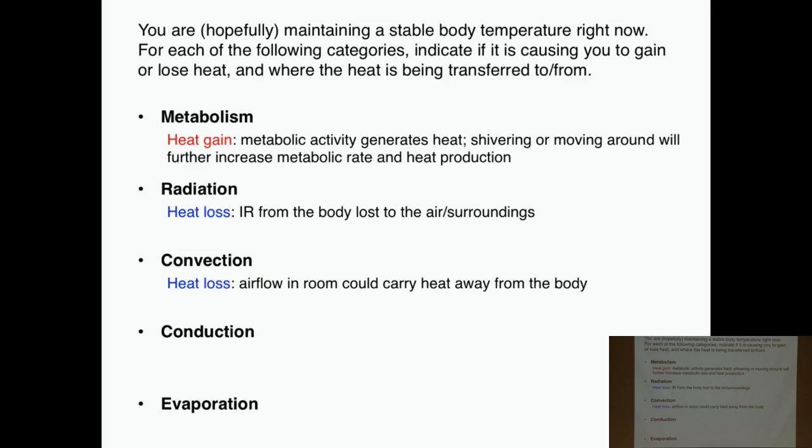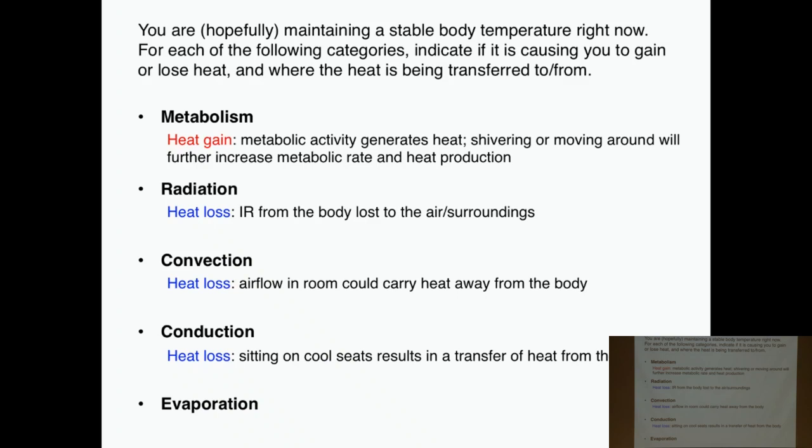What about conduction? So I hear most people saying loss or gain. Right, so in most cases, this is going to be heat loss. So you're probably sitting on a seat that's got a lower temperature than your body. So heat is being transferred from you to that seat.